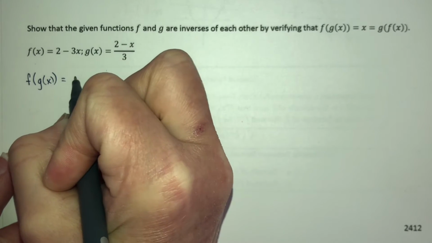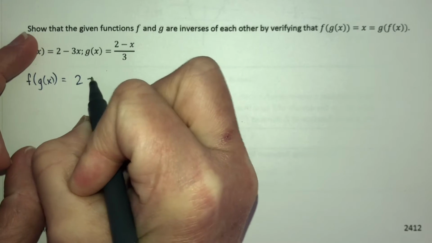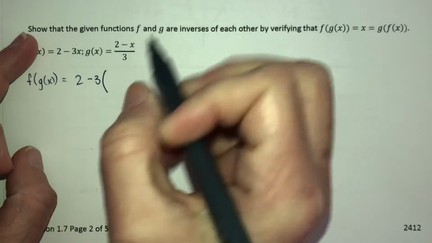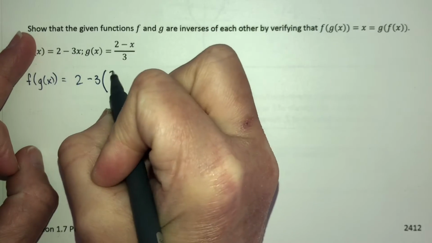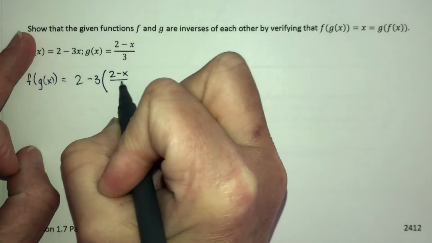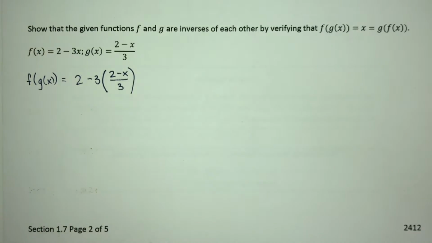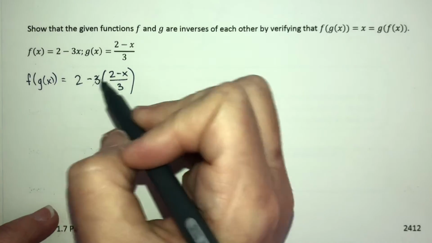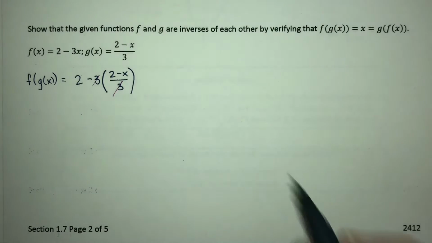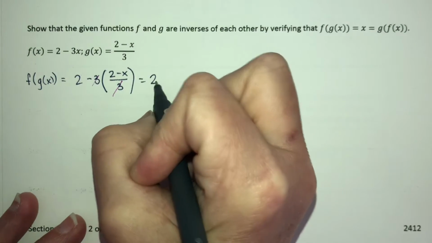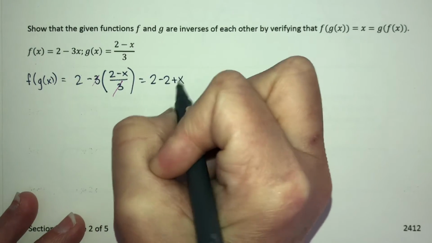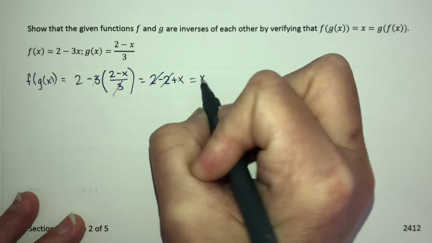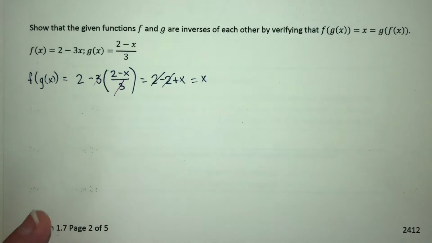Well, that would be 2 minus 3 times g, 2 minus x over 3. Your 3's cancel. Distribute the negative. 2 minus 2 plus x, which is x. So that direction works out.